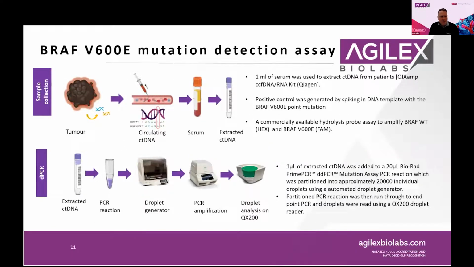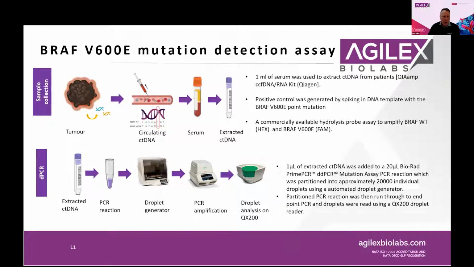So how did we do this? Generally, samples are collected from subjects with tumors, and circulating tumor DNA is then extracted using a commercially available kit from QIAGEN, and then stored. And we used a commercially available hydrolysis probe assay to amplify either the V600E or the wild type, with the wild type labeled with a HEX fluorophore and the mutation labeled with 5-hydroxyfluorescein.